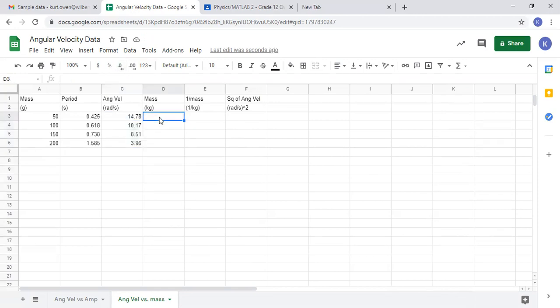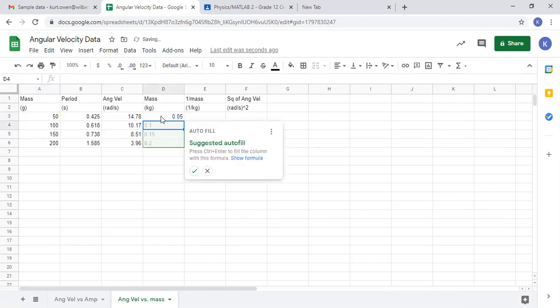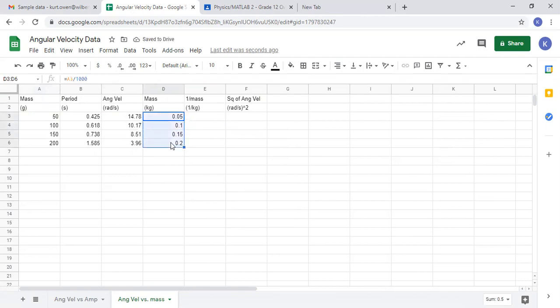Now we need the mass in kilograms. All right, so we're going to take equals to get an equation. Click on A3. It was in grams, so we have to divide by 1,000 to get kilograms. Yes, we'll autofill. And since they're in kilograms, let's add a few decimal places. Actually, I'll go right to there. Okay, that corresponds to the nearest gram. So those are the masses in kilograms.